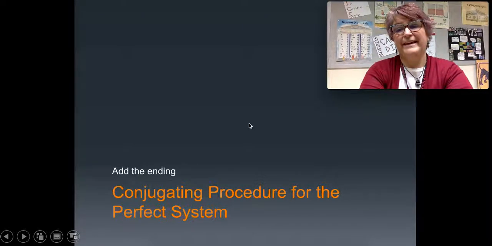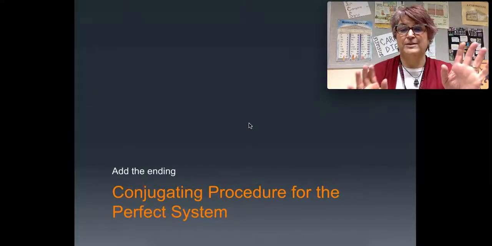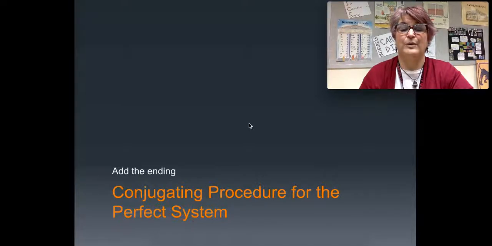The next step in the procedure for conjugating any verb in the perfect system is to add the ending. Now that you've got your base, all you do is add the ending. Remember, it's not like the verbs in the present system because you don't need to add a connecting vowel. And also remember that everything we're doing here can also be done to irregular verbs. So this applies to any Latin verb that you encounter.